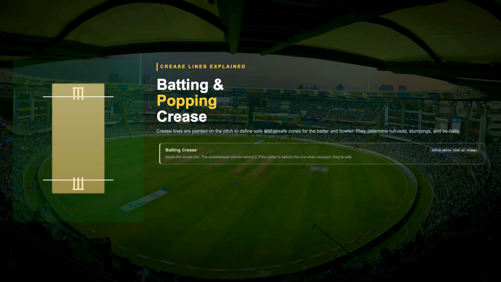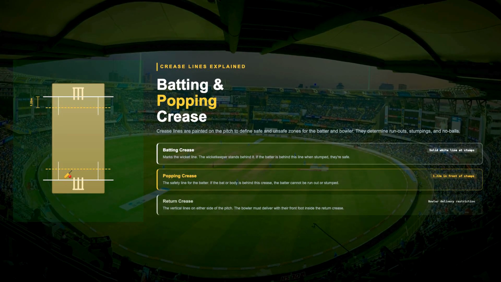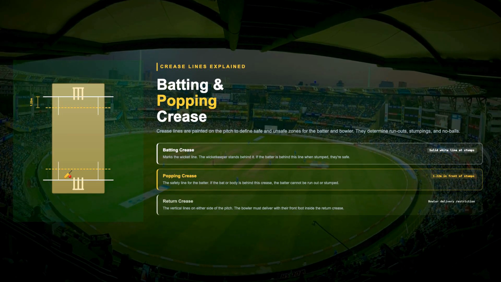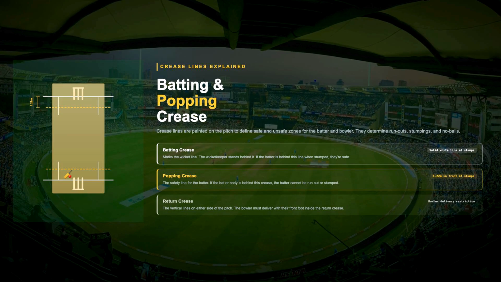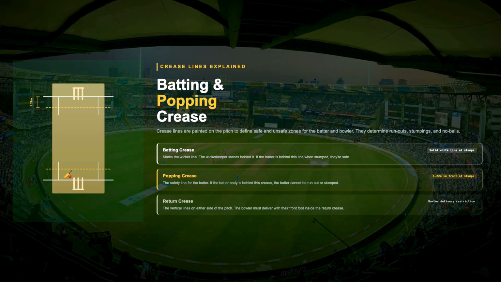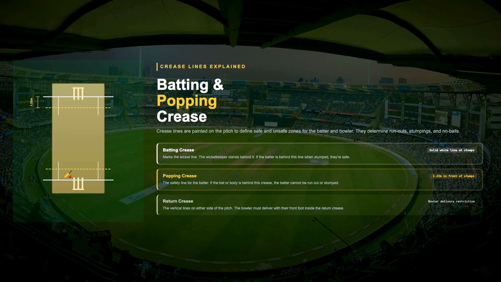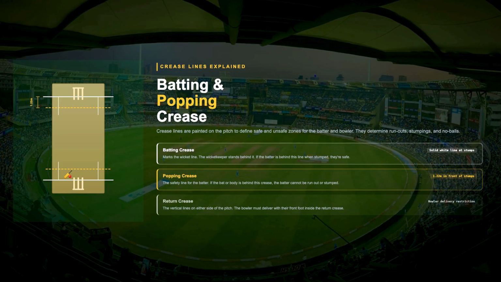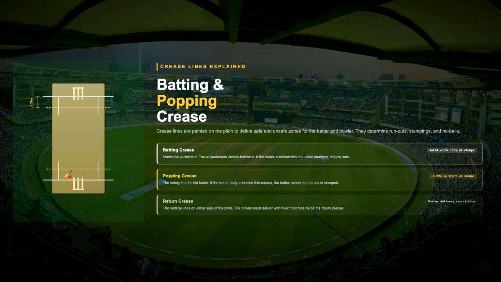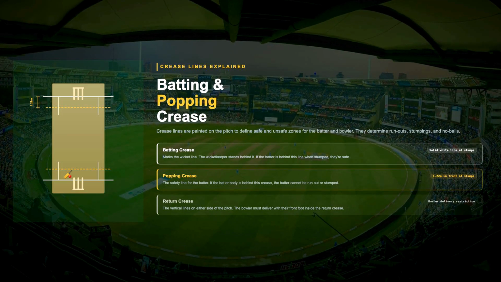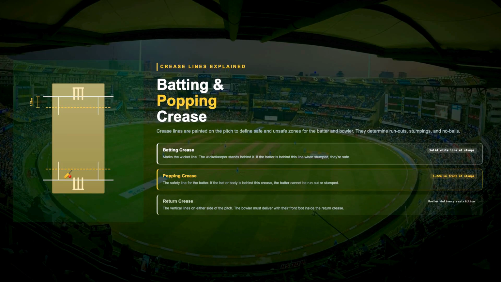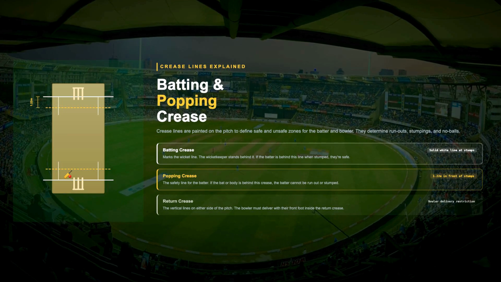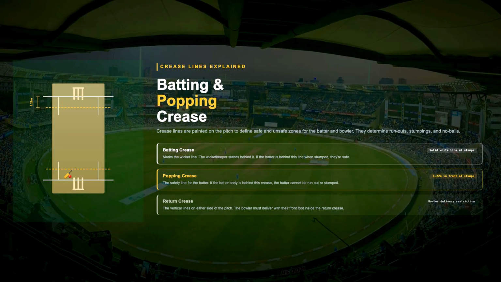Look closely at the pitch and you'll see white and yellow painted lines. These are the crease lines and they determine life and death for a batter. The batting crease, the white solid line, marks the position of the stumps. Just in front of it, 1.22 meters ahead, is the popping crease. This is the safety line for the batter. As long as the batter's bat or body is grounded behind the popping crease, they cannot be run out or stumped. The moment they step out, the wicketkeeper can break the stumps and they're dismissed.